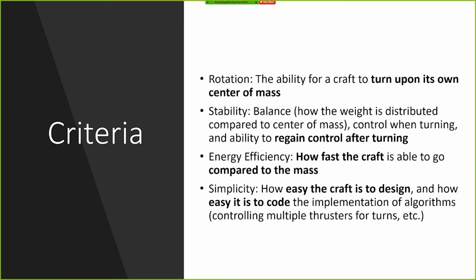For stability, there are three components: balance, which is how the weight is distributed, control when it's turning, and its ability to regain control after turning. For energy efficiency, it's how fast the craft is able to go compared to its own mass. So fewer thrusters will give better energy efficiency. For simplicity, it's how easy the craft is to design and how easy it will be to implement code.